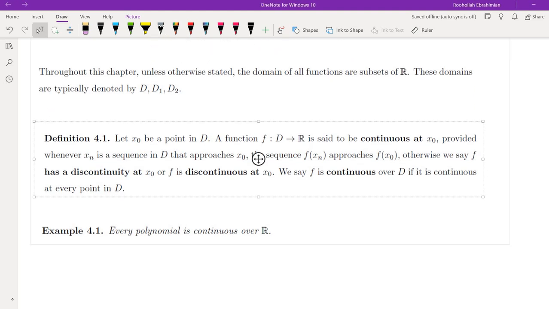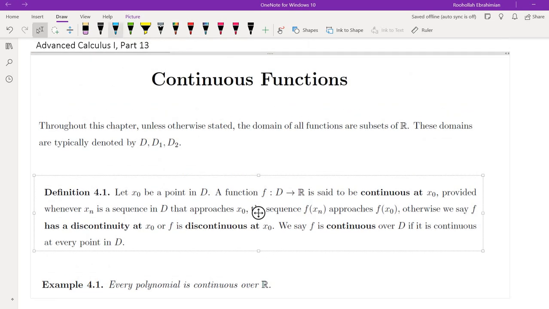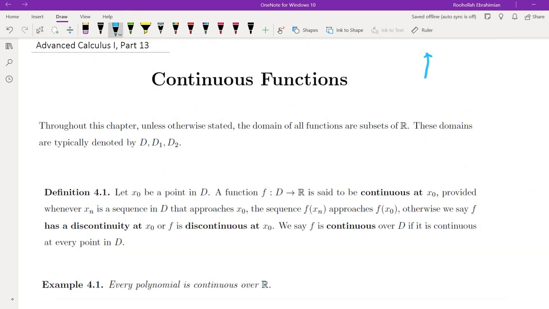First, what is a continuous function? The way you have learned about continuous functions is that if you are trying to draw the graph of this function, you have to be able to draw it without lifting your pen from the paper. However, that's not a very accurate way of describing what a continuous function is, and I will talk about why that is not very accurate.